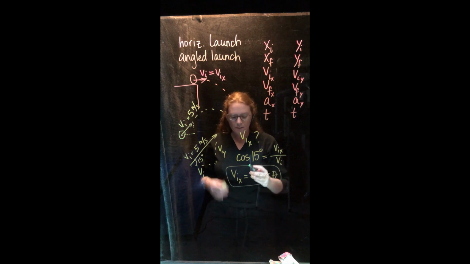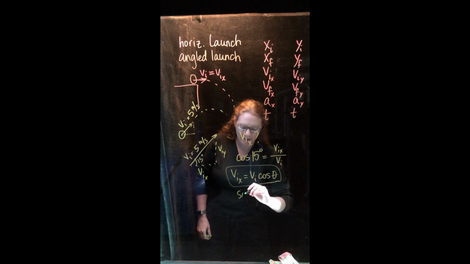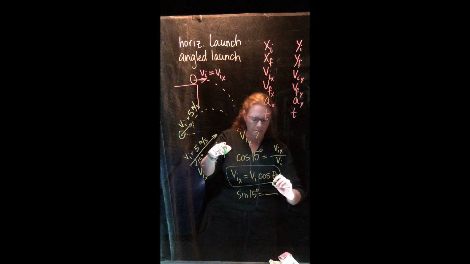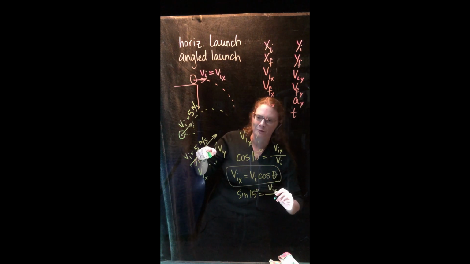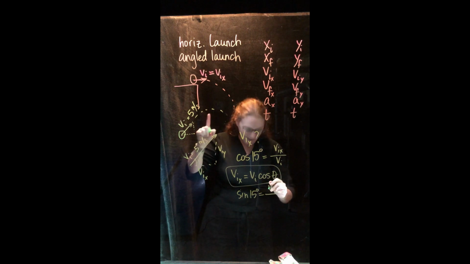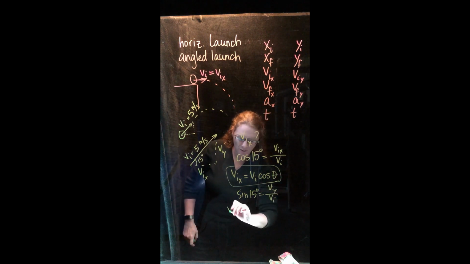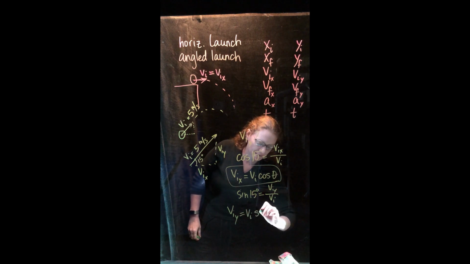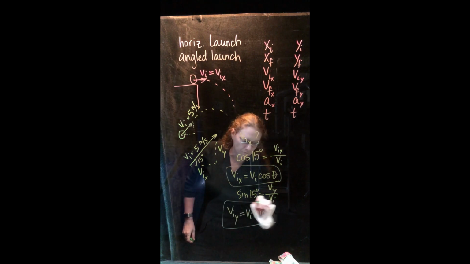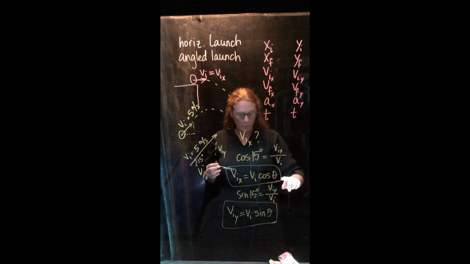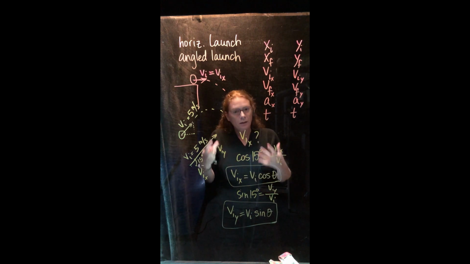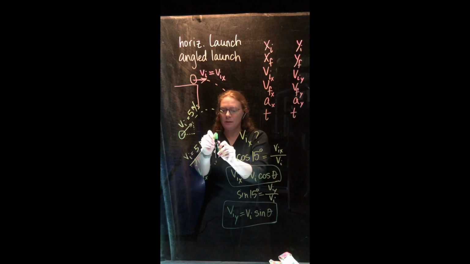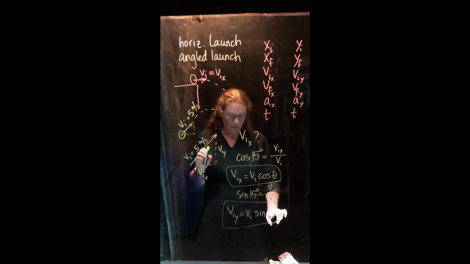Similarly, if we do the sine of 15, sine is opposite over hypotenuse, opposite, Viy, over Vi. I misspoke earlier. So the initial velocity in the y direction is the initial velocity times the sine of the angle. These two right here you're going to be seeing a lot. Get in the habit of saying it's the adjacent side, it's the cosine piece. This is the opposite side, it's the sine piece.